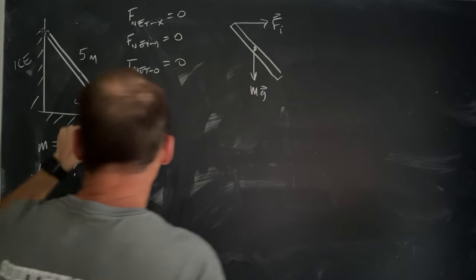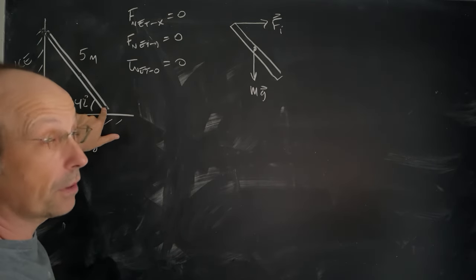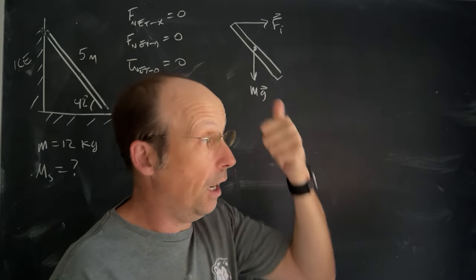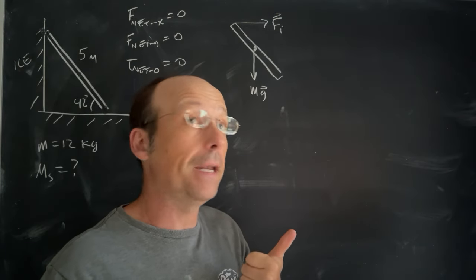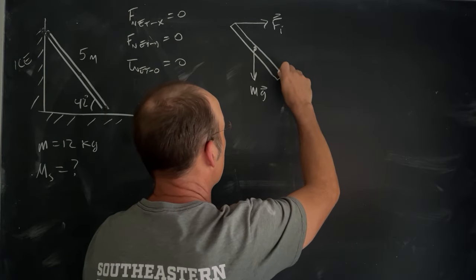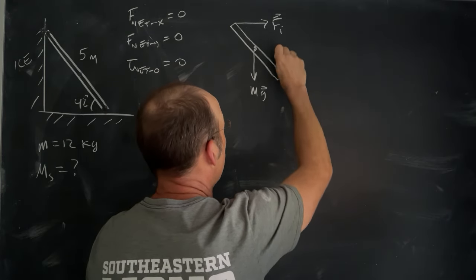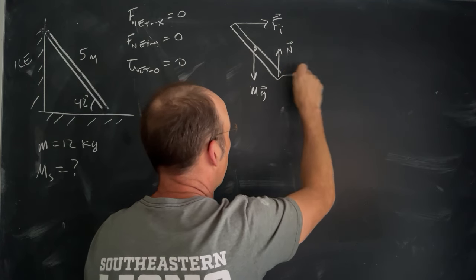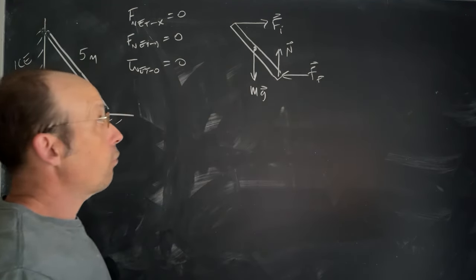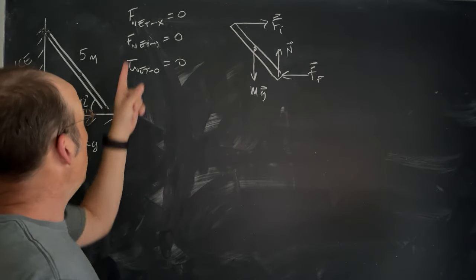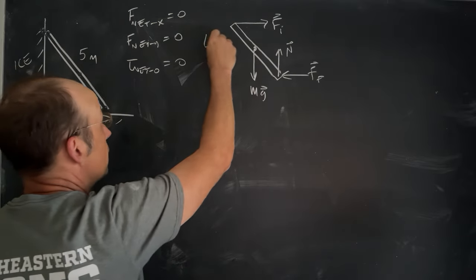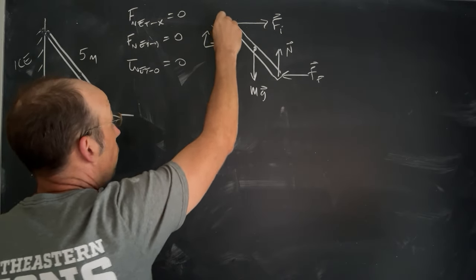Now down at the bottom, we have the interaction with the floor, and we can break that into two components for convenience. A normal force pushing perpendicular to the surface, and a friction force pushing horizontal to the surface. So let's call this N, and I'm going to call this F friction. Right there, I can go ahead and create my two force equations. Let's call this the X and that the Y direction.